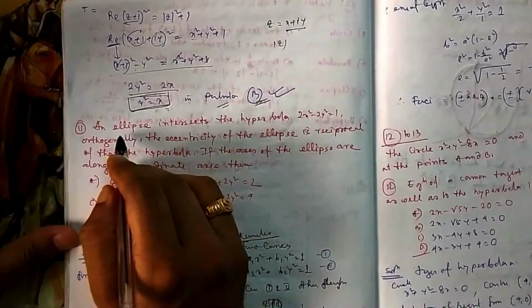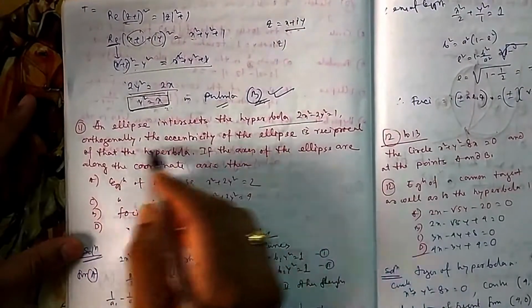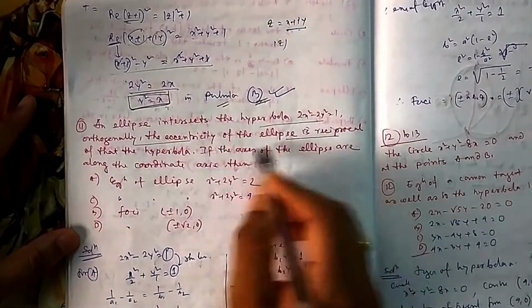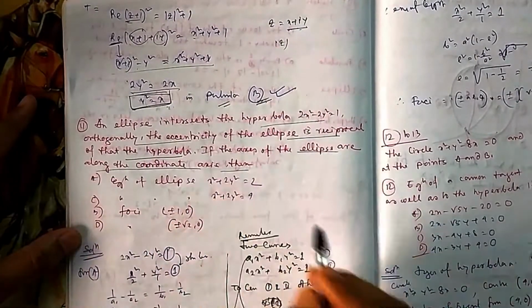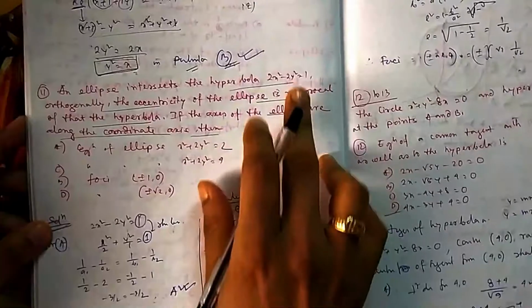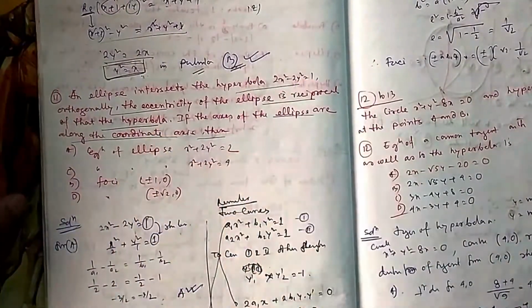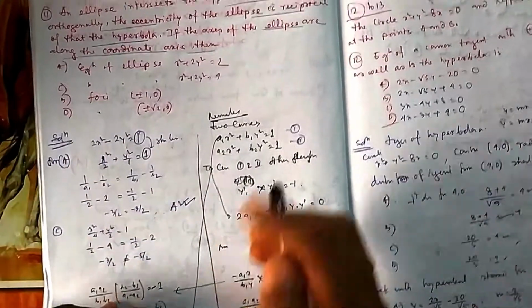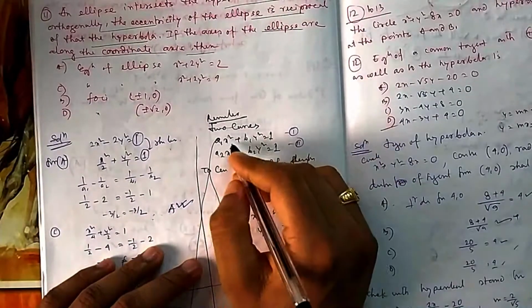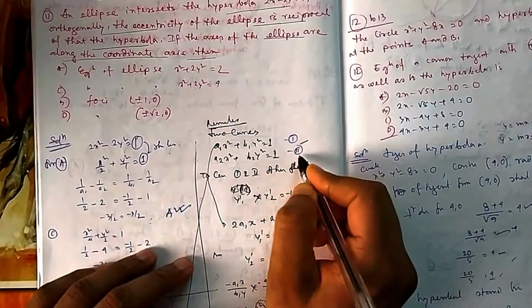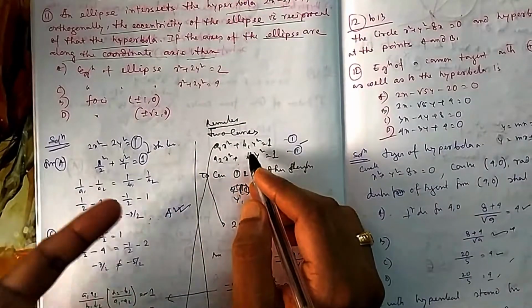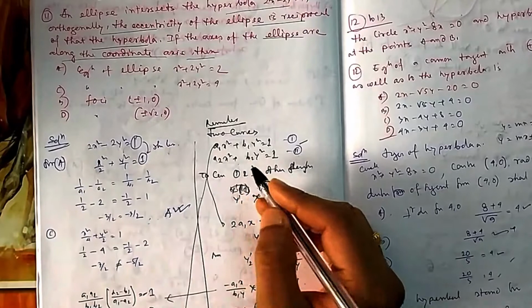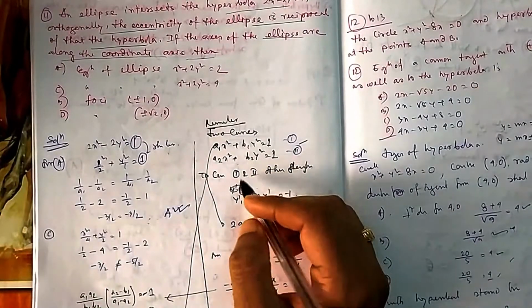Now next, question 11. An ellipse intersects a hyperbola orthogonally. The eccentricity of the ellipse is the reciprocal of that of the hyperbola. The axes of the ellipse are along the coordinate axes, then find the equation of the ellipse. So if two curves cut orthogonally, then you remember this one. Suppose this is a curve of this fashion, and your hyperbola will also be this fashion, there will be only a sign change to minus between the ellipse and the hyperbola, that's it.